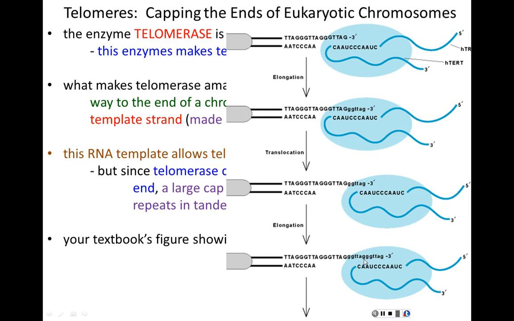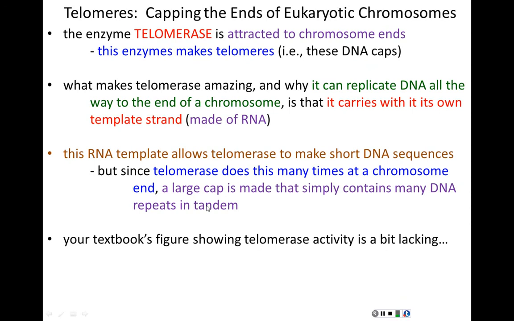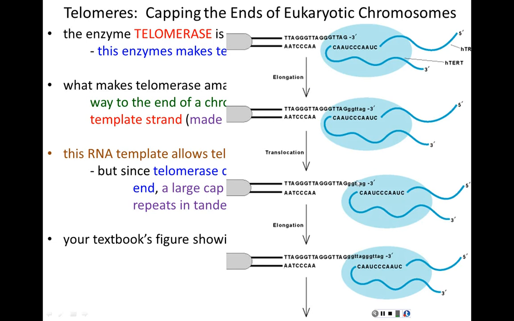So this is what we mean when we say that telomerase has very short sequences that it can make, but by making those short sequences many times, it creates a large cap that simply contains many DNA repeats in tandem. We do this enough times, and we're going to have a very long sequence of DNA at the end of this chromosome, all made up of GGTTAG repeats.